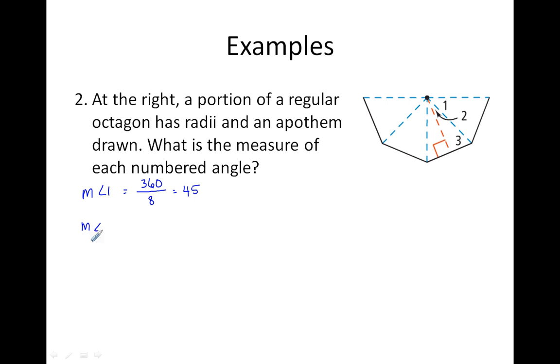The measure of angle 2, since it's here, it's half of this angle, which is the same as angle 1, so we're going to do 1/2 of 45, and we get 22.5. For the measure of angle 3, it's in this triangle with angle 2 and also a right angle, so we can do 180 minus the 90 degrees for the right angle minus the 22.5 degrees for angle 2, and we get a measure of 67.5.